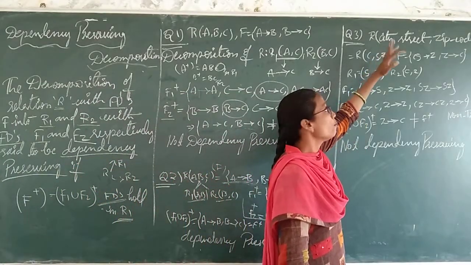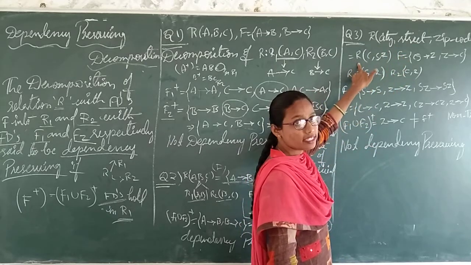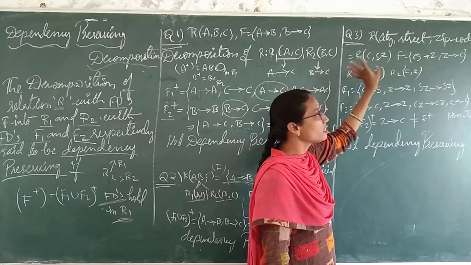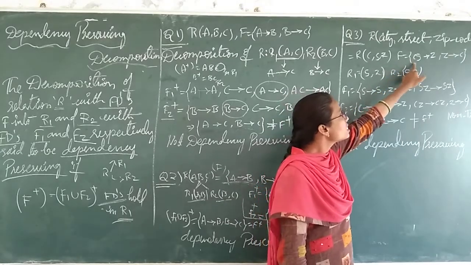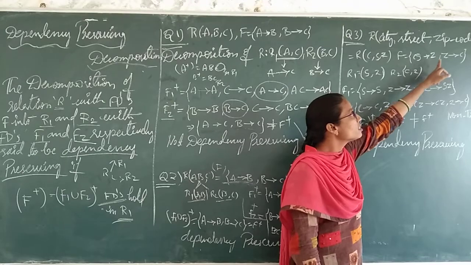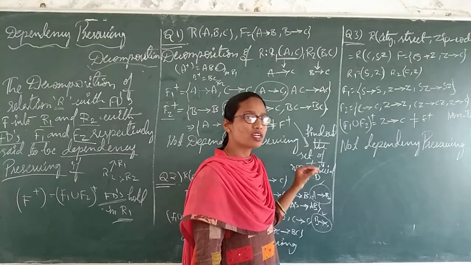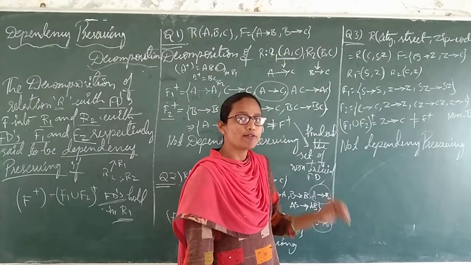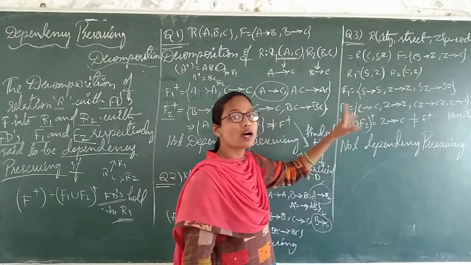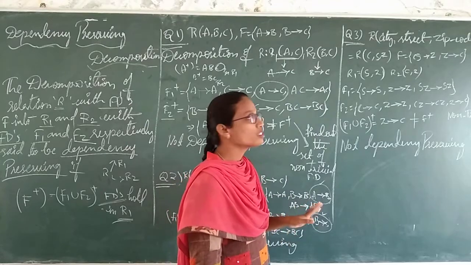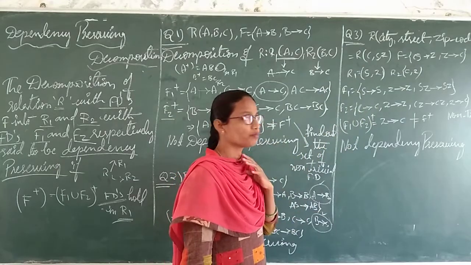R is a relation, and the attributes are city, street, zip code: C, S, Z. These three are attributes of this relation. The functional dependencies F are: C, S determines Z, and Z determines C. After the union of F1 closure and F2 closure, we get a result that is not equal to F, which means it's not dependency preserving.